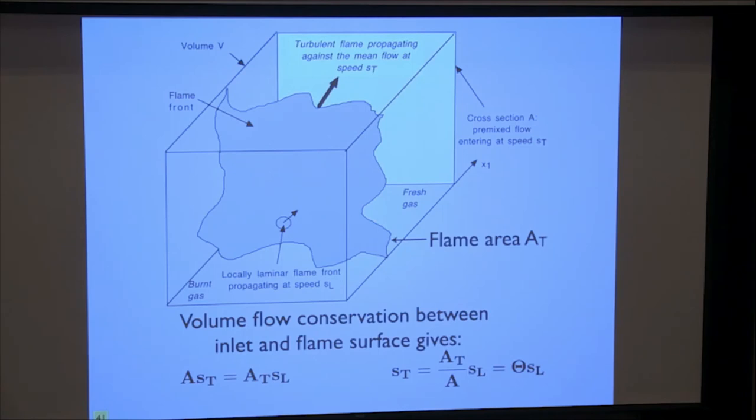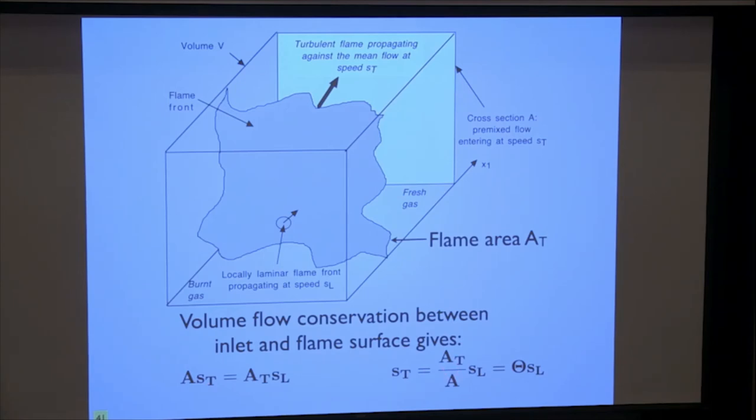It has to burn through the flame surface. The flame surface is a wrinkled surface. It has a surface AT. But the consumption speed all along the surface here is close to the laminar flame speed. It's the consumption speed, SL. So you see that ST is actually AT over A, and that's what we call the wrinkling.